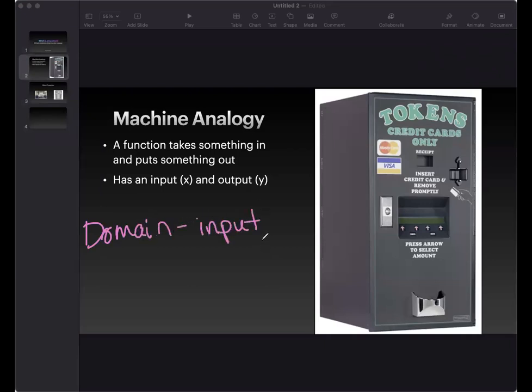And so let's look at our token machine example. What is this token machine going to take in? For simplicity, let's just say that our token machine will take in $1, it will take in $5 bills, it'll take in $10 bills, or it will take in $20 bills. So that would be the domain of our token machine.